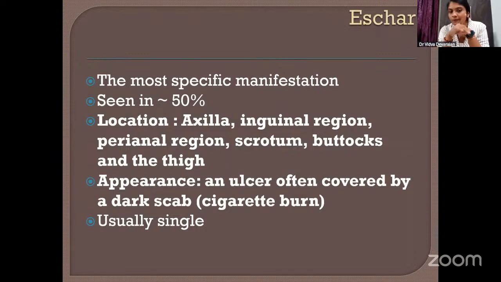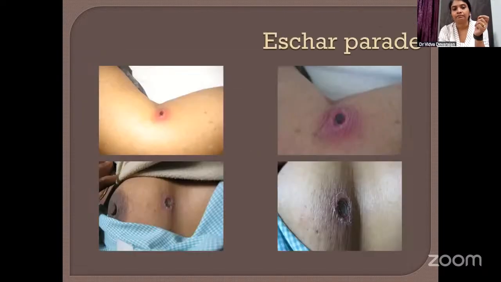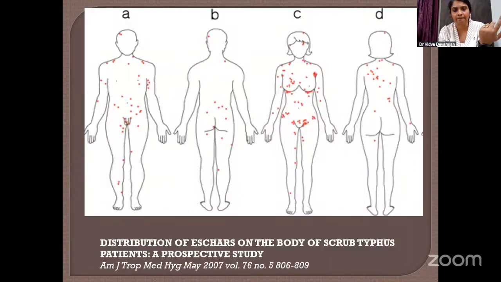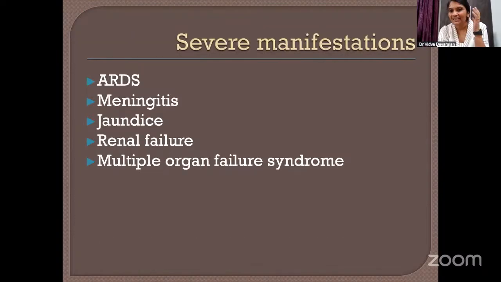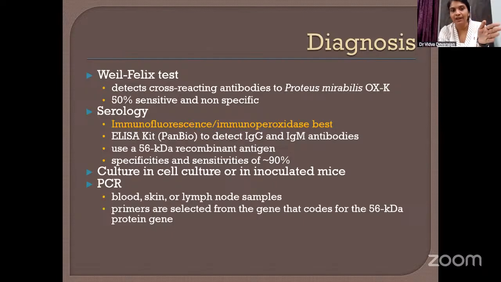Though, look for specific locations of the eschar. Appearance is usually like a cigarette burn. So that's the eschar parade that we have, distribution of the eschar like I've shown you in pictures. It can cause severe manifestations which can present to your ICU with ARDS, meningitis, jaundice, renal failure, multi-organ failure, etc.